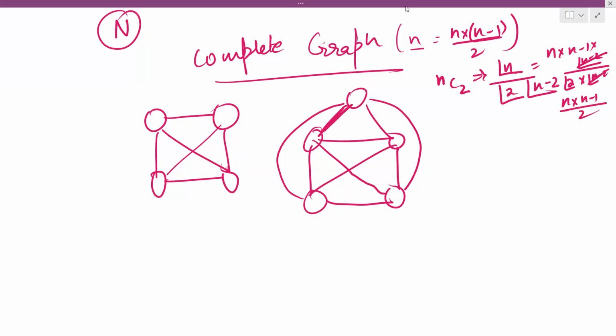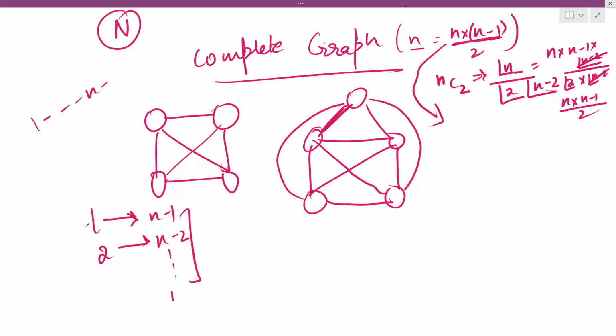You can also look at this like: for the first vertex, you have to connect it with n minus 1 vertices. For the second vertex, you have to connect it with n minus 2 vertices. Why? Because 2 is already connected to 1. So all the way up till 1. The sum of 1 to n is n into n plus 1 by 2. And since you're not going up till n, you're going up till n minus 1, so just substitute n minus 1 in place of n. You'll get the same formula, n into n minus 1 by 2.